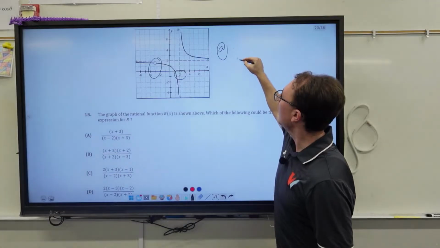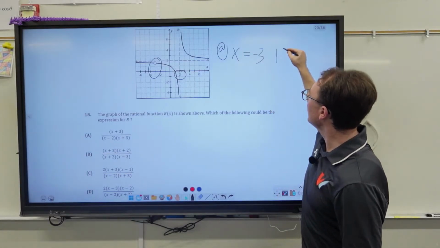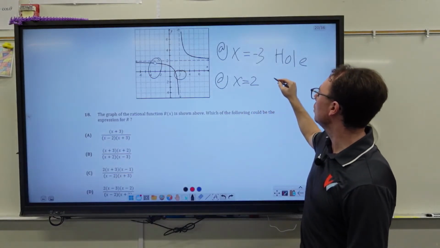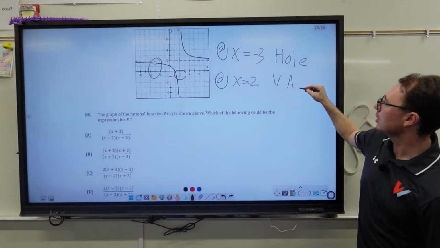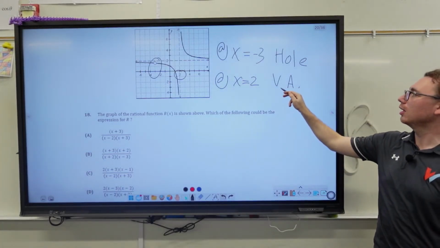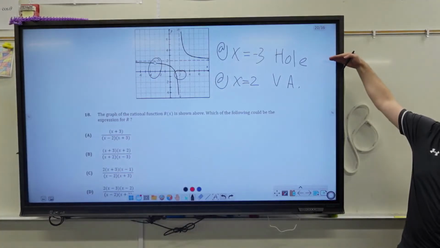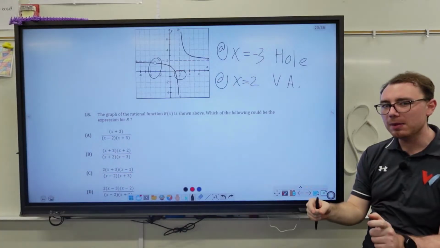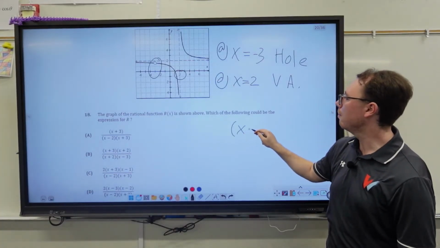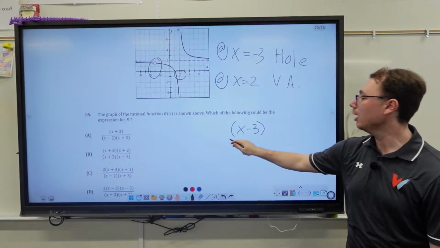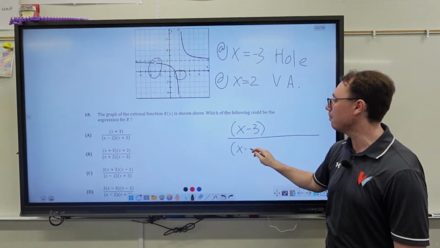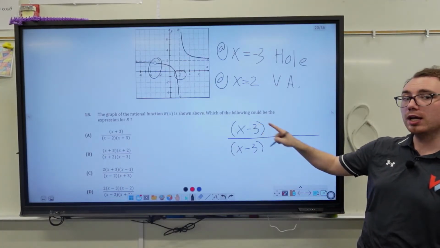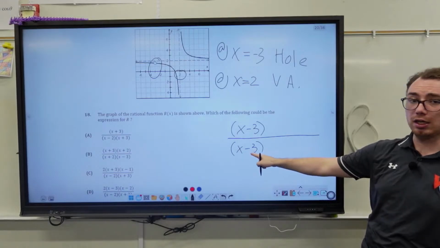So at x equals -3, we have a hole, and at x equals 2, we have a vertical asymptote. So right off the bat, that's at that dead spot. For that x equals -3 for the hole, we know for this function here, at the bare minimum, we need to have x plus 3 in the numerator as well as x plus 3 in the denominator, where the exponent in the numerator is greater than the exponent in the denominator.